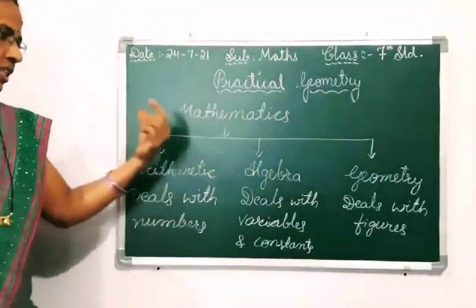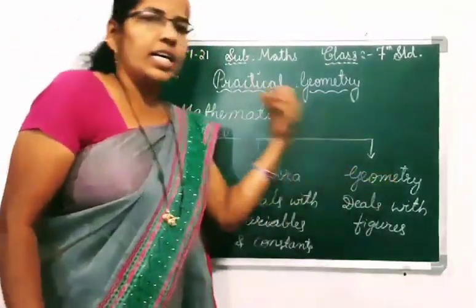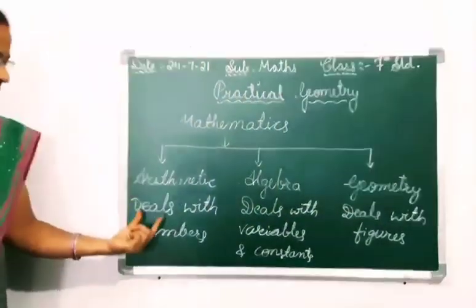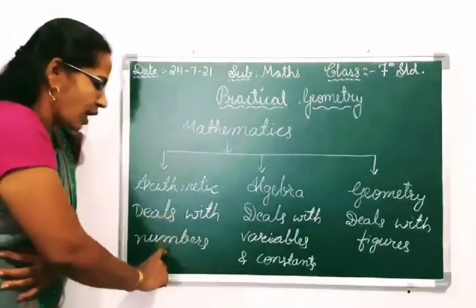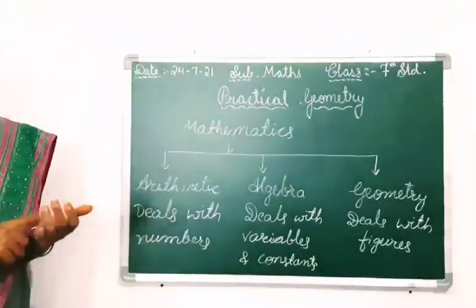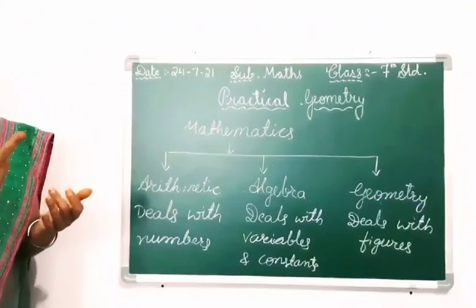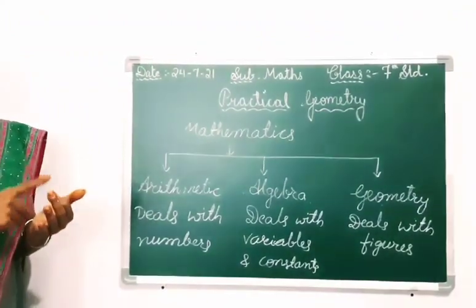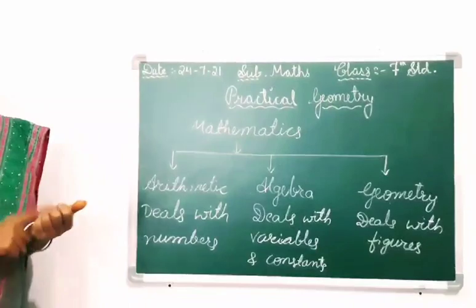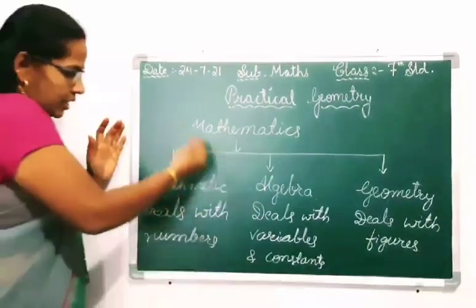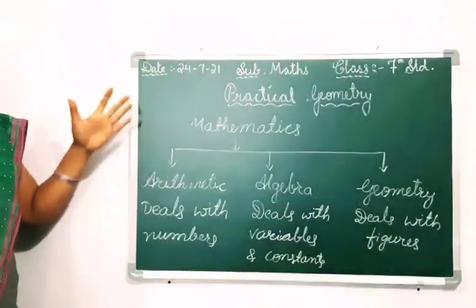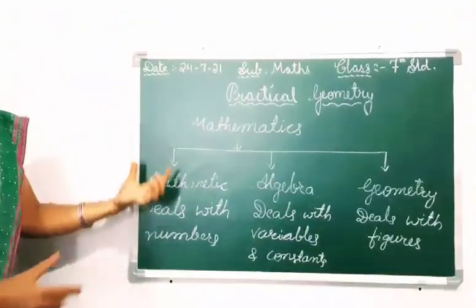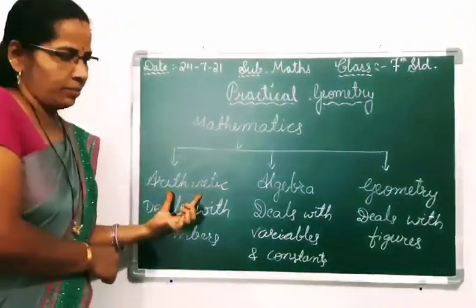The first one is arithmetic, then algebra and geometry. Arithmetic deals with numbers. For example, the numbers we have learnt about: natural numbers, whole numbers, integers, and real numbers, rational numbers, irrational numbers. The arithmetic part deals with numbers only. Already I have explained about fractions, and that is also a part of the arithmetic branch.